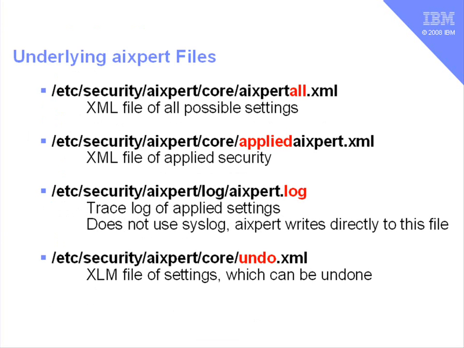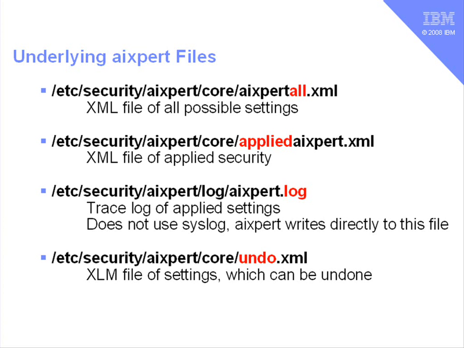Underlying aixpert, there's a series of files. Now, you don't directly look at these or interfere with them, but it's good to know that they're there. The first one, the aixpert_all.xml file, has all the rules and commands and parameters used by aixpert. We'll find there's a way to extract the information from that file if you want to customize it. When you actually apply a setting, then that's copied to the applied file.